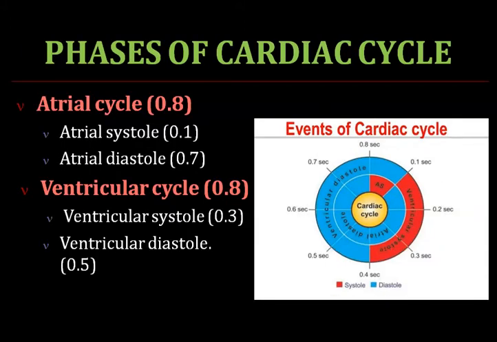Phases of the cardiac cycle. The atrial cycle is 0.8 second: atrial systole 0.1 and atrial diastole 0.7. The ventricular cycle is also 0.8 second. In that, ventricular systole is 0.3 second and ventricular diastole is 0.5 second.